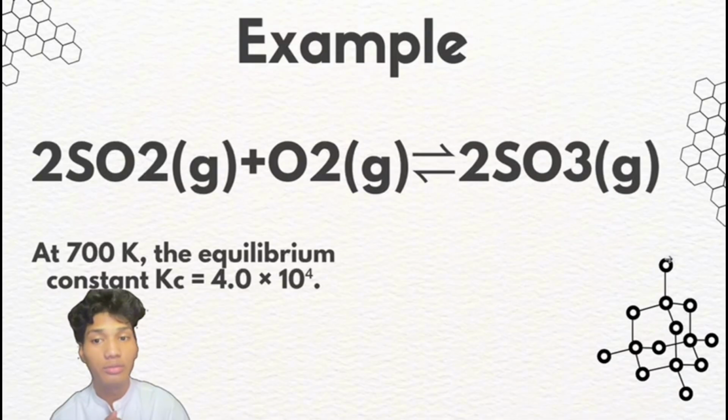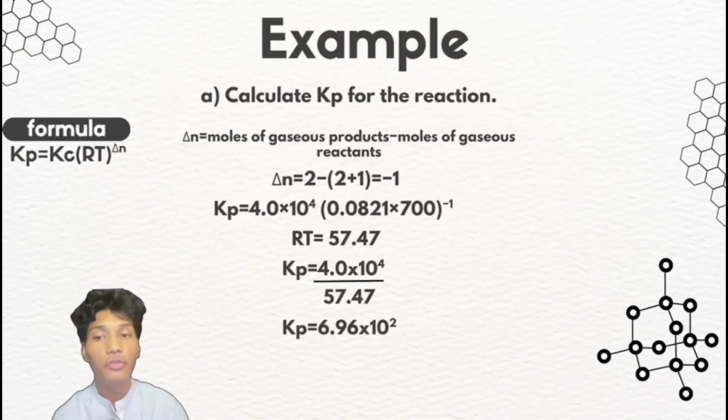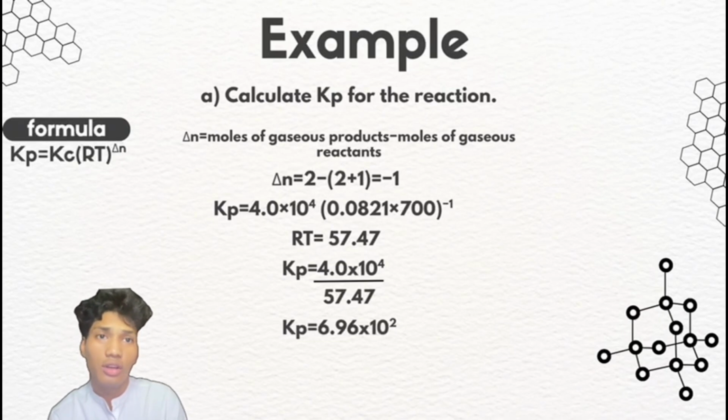Let's get started. For example, let's take a look at the reactants and the product: the reactants are 2SO2 plus O2, which form 2SO3, the product. At 700 K, the equilibrium constant Kc is 4 times 10 to the power of 4. For question A, calculate Kp for the reaction. In this question, we're going to use the formula Kp equals Kc times (RT) to the power of Δn.